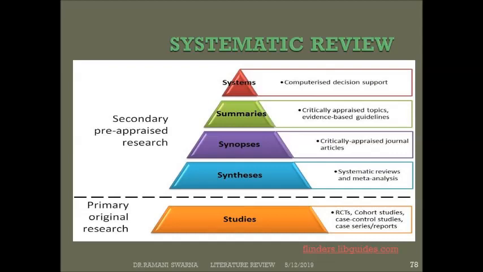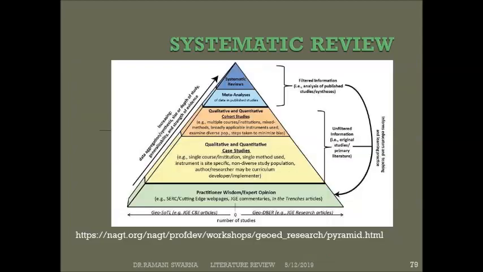Like in the literature, we do a lot of summary work and we are given that kind of training. However, I see that is missing, and one should learn even how to write a summary, with critical knowledge about certain topics. And then in the end, we have the systems which we call computerized decision supports. Now all these things together comprise what we call the secondary pre-appraised research.